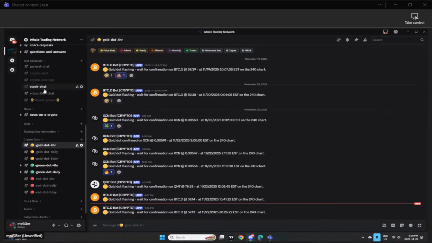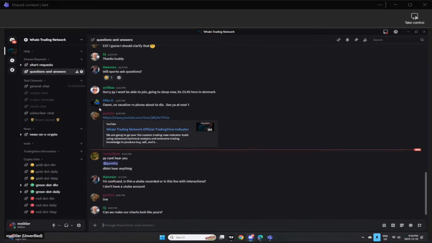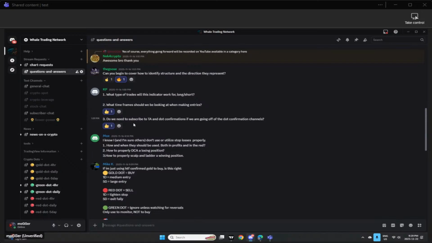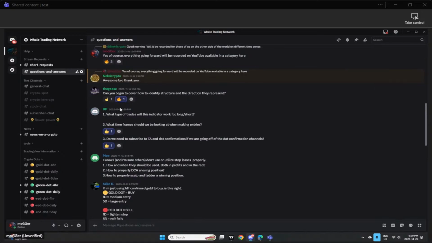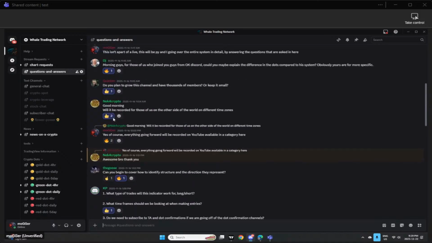So let's see what the next question here was. So the next question is from, where were we here? Quentin, and then down to Goose. Oh, there we go. It was actually to identify structures and the direction they represent.